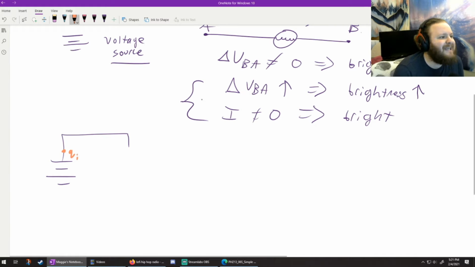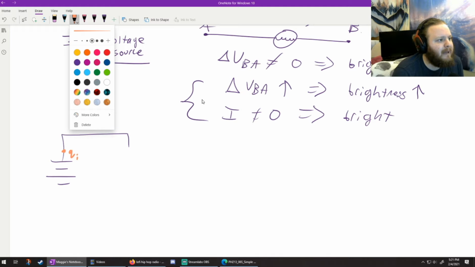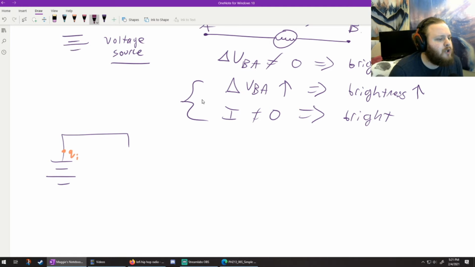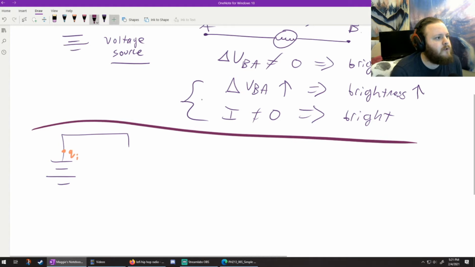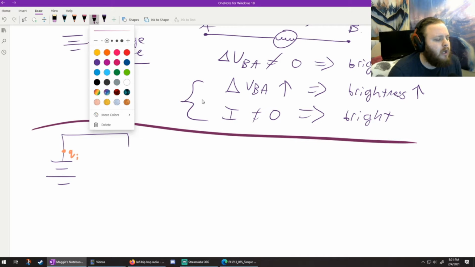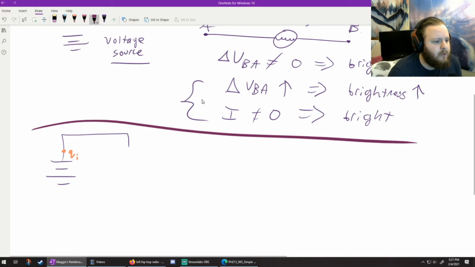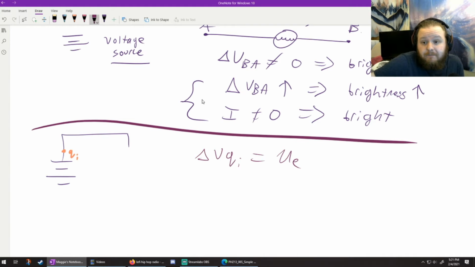So I have a little Qi here. This Qi has gained some amount of energy because it has gone across a battery. So Qi will have some amount of energy. It's going to have Qi times delta V's worth of electric potential energy that it has gained. The battery has done work on this charge. It has invested in this charge some amount of energy.